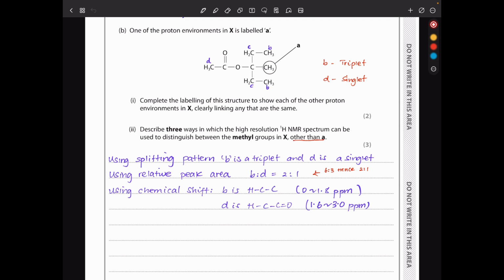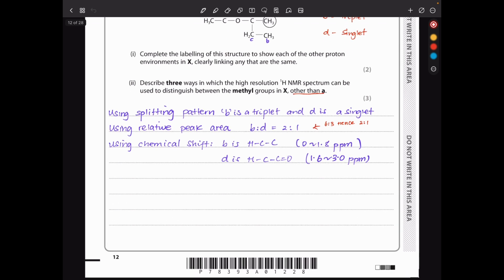And this environment here has 0 hydrogens on the neighbors, so it's 0 + 1, meaning it's a singlet. So that's the splitting pattern. Then using relative peak area, in environment B we have 6 protons while environment D has 3. So the ratio of B to D is going to be 2 to 1. And then using the chemical shifts, if you look at this environment, it has H-C-C=O, which is going to be about 1.6 to 3.0 ppm. And then if we look at this environment, it's H-C-C, which is between 0 to 1.8 ppm. So they can be distinguished using their chemical shifts as well.